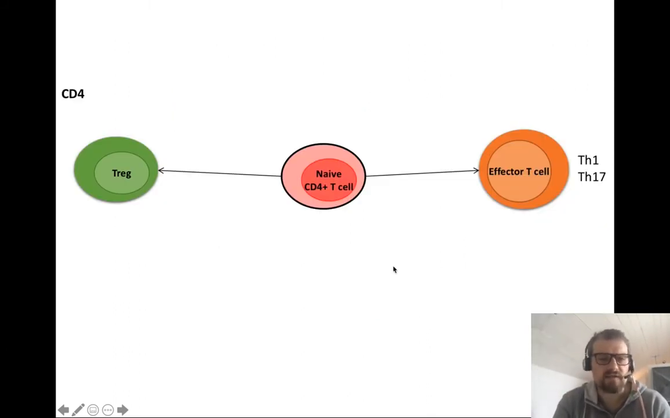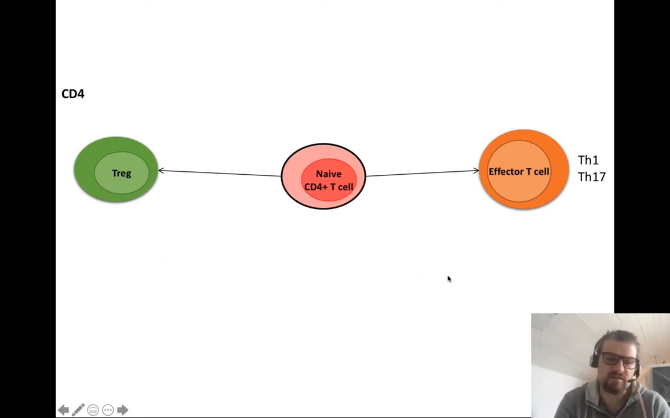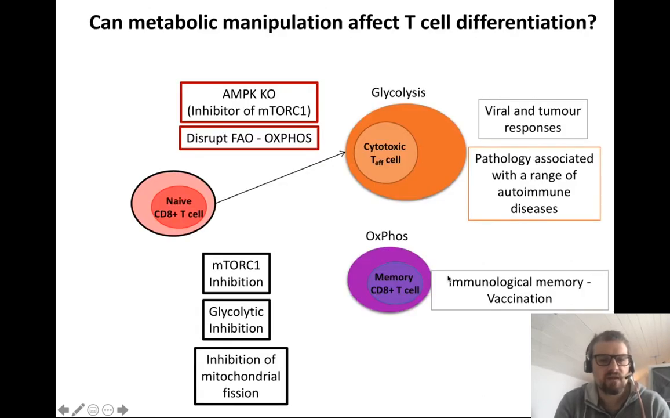Now, what about CD4 T cells? Well, it's a similar story. There are very different cellular metabolic configurations of the Tregs versus the CD4 effector T cells. The Tregs in particular scavenge fatty acids from the environment and use that as a fuel, which is different from some of the effector cells, like for instance Th17 cells.